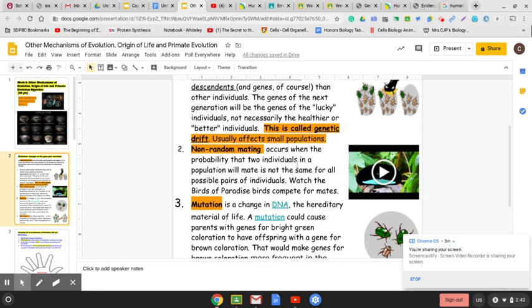The second one is non-random mating, which basically means you're not mating randomly. Okay, so some species do mate randomly, but most species do not mate randomly. And what that means is that not every single individual in a population is going to have the same opportunity to mate. And why are we talking about mating? Well, if you mate, you pass on your genes, and so therefore those genes live on. If you don't mate, you don't pass on your genes, and those genes die with you. So non-random mating causes really crazy things like sexual selection.